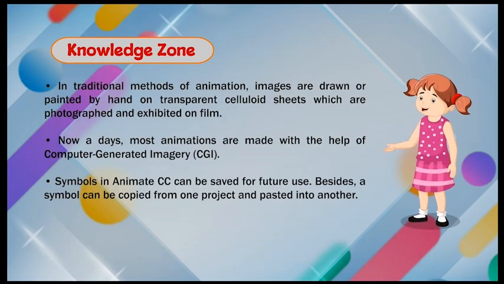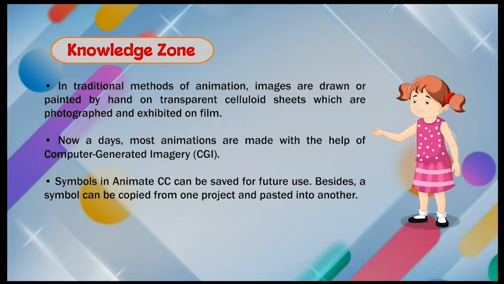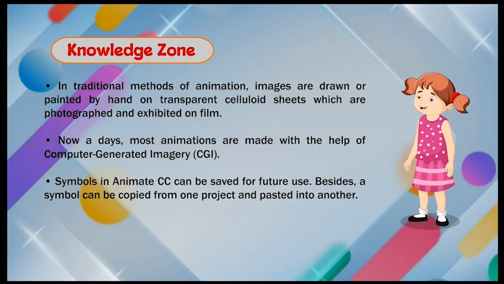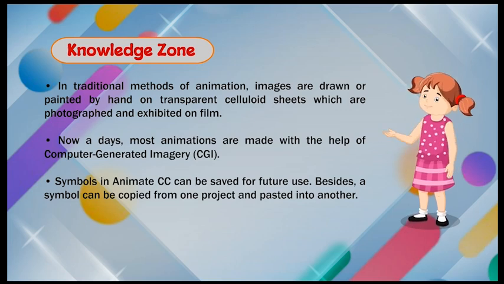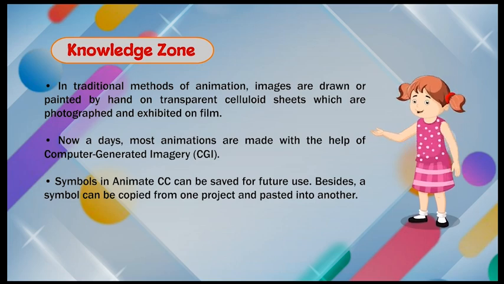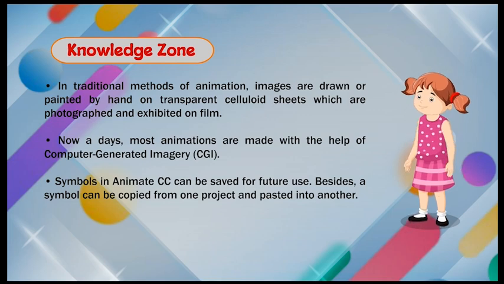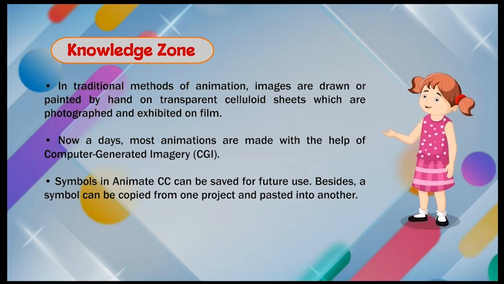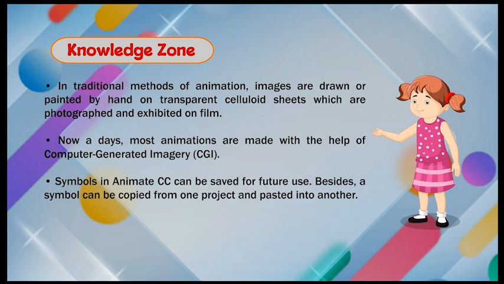Knowledge zone. In traditional methods of animation, images are drawn or painted by hand on transparent celluloid sheets which are photographed and exhibited on film. Nowadays, most animations are made with the help of computer-generated imagery, CGI. Symbols in Animate CC can be saved for future use. Besides, a symbol can be copied from one project and pasted into another.